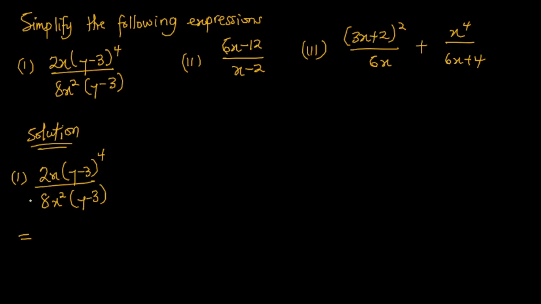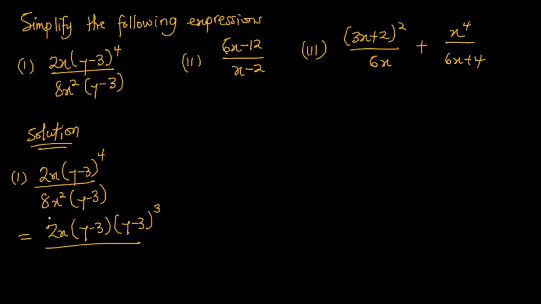So let me write the numerator first. I can rewrite 2x here. Over here I have (y minus 3) to the power 4, and here only y minus 3. So I can rewrite this as (y minus 3) times another (y minus 3) raised to the power of cube. So this multiplied by this will give me (y minus 3) raised to the power 4. So I've not done anything to the numerator.